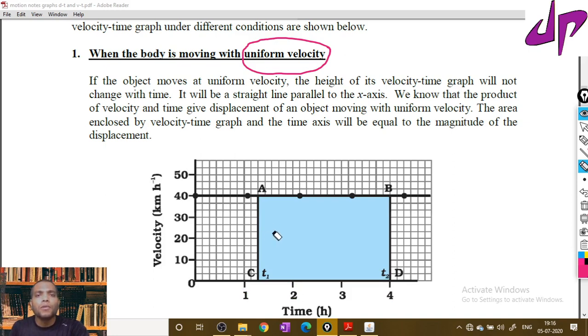So for an object moving with uniform velocity, the velocity versus time graph will be a straight line. This straight line tells us from the graph that the object is moving with uniform velocity. So this is the information I can get from this velocity versus time graph.